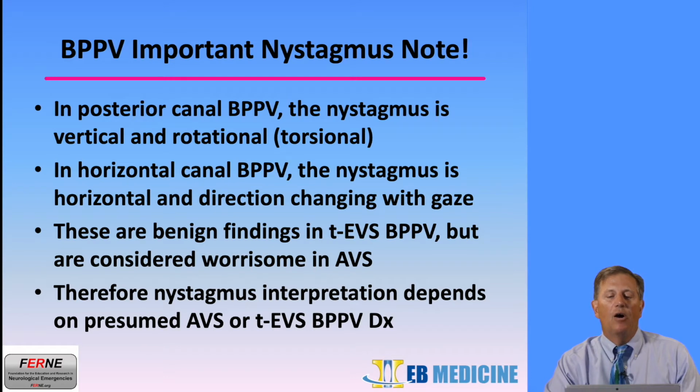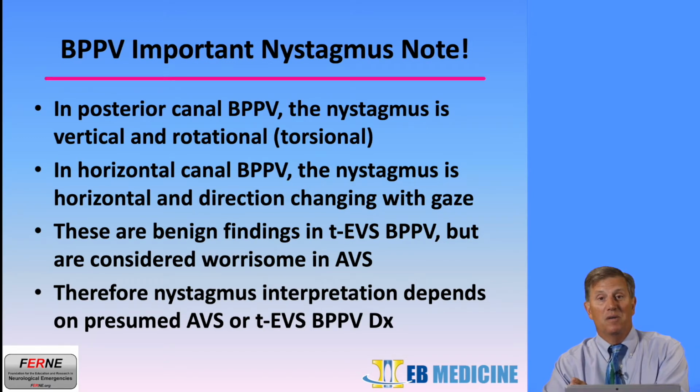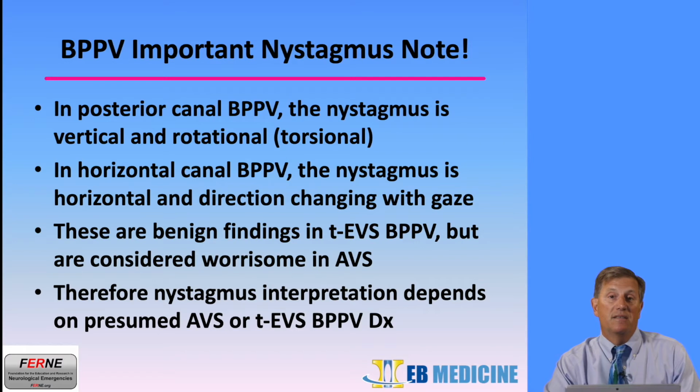With posterior canal BPPV, the nystagmus often can be vertical and or rotational. And in horizontal canal BPPV, the nystagmus is horizontal and direction changing with gaze. And so it's important to know that with triggered episodic vestibular syndrome, specifically the diagnosis of BPPV, these are benign findings. But with acute vestibular syndrome, these are considered serious findings because they suggest a central etiology.